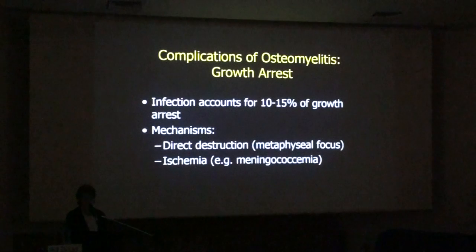The other dreaded complication of osteomyelitis is growth arrest, and this will account for a pretty substantial portion of children who do have growth arrest. It causes growth arrest by either direct destruction of the physis from a metaphyseal focus, or it can cause ischemia of the blood vessels that supply the physis and thus cause growth arrest. And this is really a common mechanism, particularly for meningococcemia.